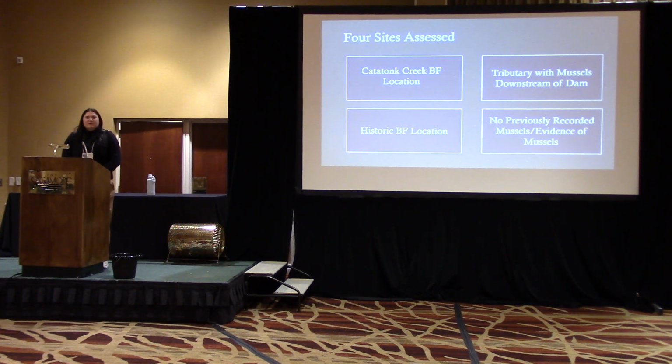We chose these 4 locations for a variety of reasons. Number 1, we chose the brook floater location because there were many brook floaters there. Number 2, we thought maybe dams could play a part in this, so we found a stream in the tributary that had an upstream dam, and go figure, we found mussels below that dam. And then we also looked at a historical brook floater location.